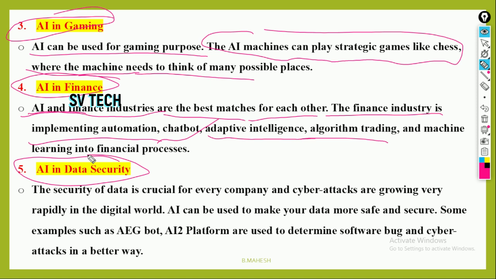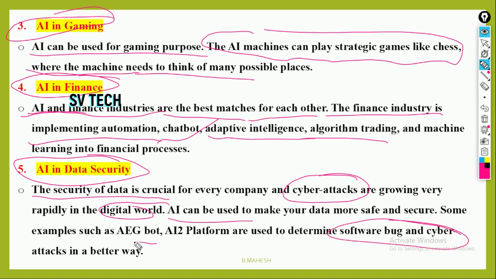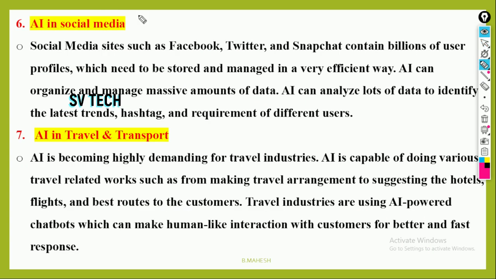AI in data security. The security of data is crucial for every company, and cyber attacks are growing very rapidly in the digital world. AI can be used to make our data safer and more secure. Some examples, such as the AEG bot and the AI2 platform, are used to determine software bugs and cyber attacks in a better way.